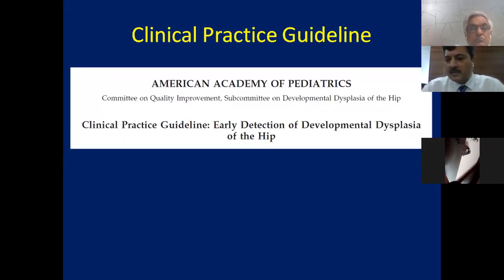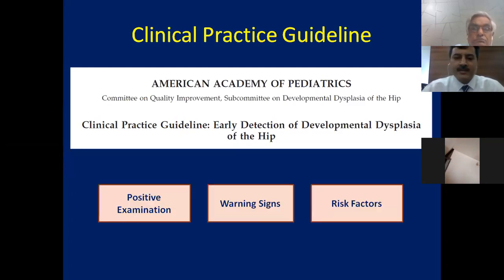Similar problems existed in the US a couple of decades ago, and now they have come up with a clinical practice guideline, and these are really very helpful guidelines. The Pediatric Orthopedic Society of India is also working on that, and we would also come up with that guideline, which would be incorporated in the pediatric curriculum later. So they have devised three things. The first is positive examination. Positive examination means clicking of the hip joint while examination. The second thing is warning signs, and the third is risk factors. So let's see them one by one.